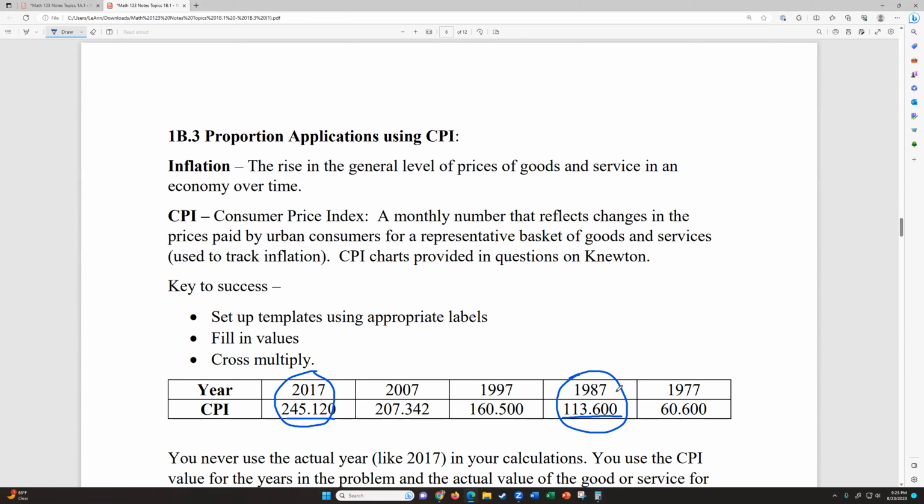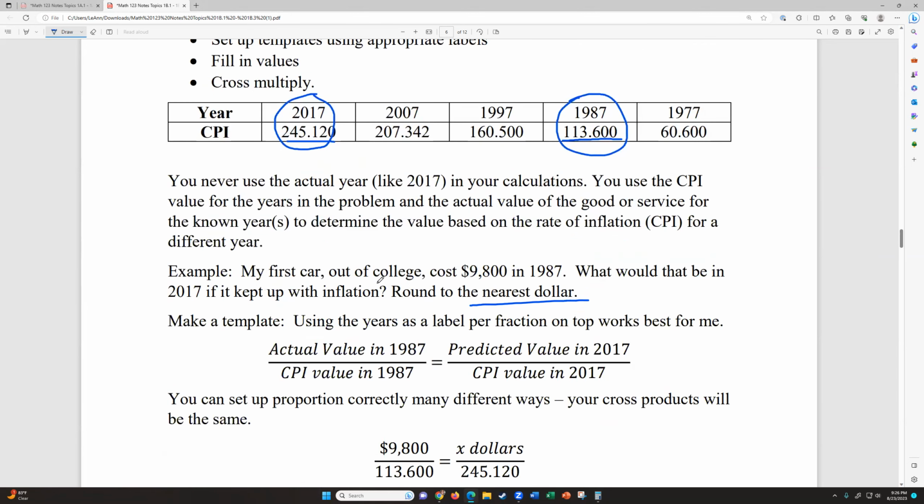CPI. So we did a little bit of this in class right before we left. Let's just remind ourselves what it means. Consumer price index is, remember, the cost of a basket of goods and services that we use to track inflation over time. So we did this one together. We kind of walked through it. We had a car price in 1987, and we wanted to know if it kept up with inflation, what should that car cost in 2017?